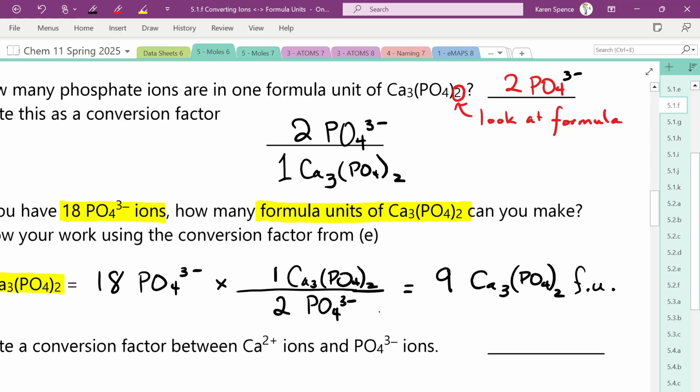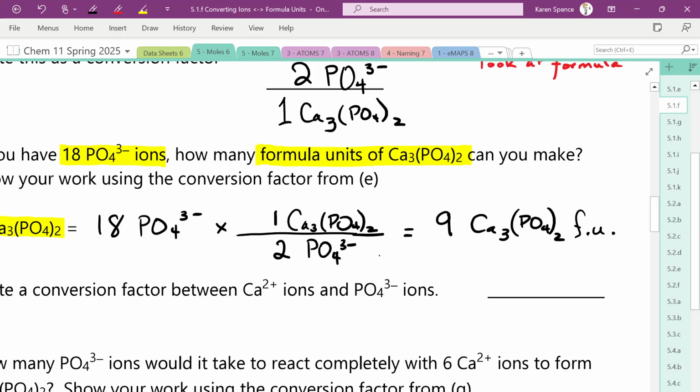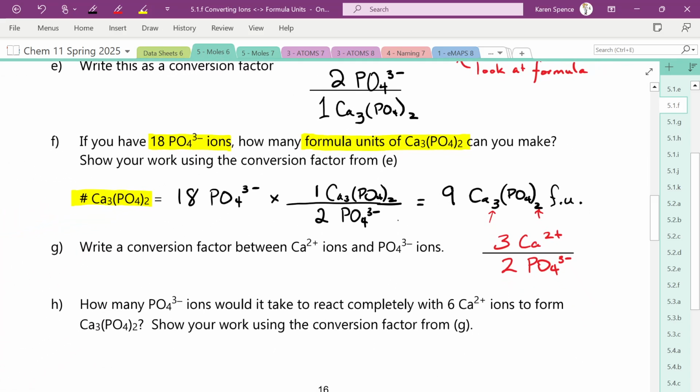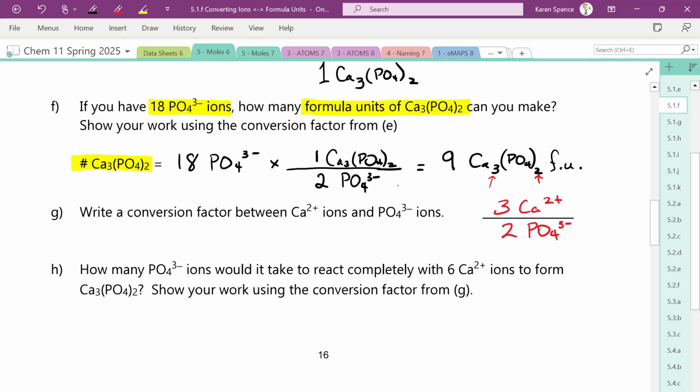What is the conversion factor between calcium ions and phosphate ions? All you have to do is look at my formula. I have 3 calcium, 3 Ca2 plus. How many phosphate do I have? 2. So we have 2 PO4 3 minus. How many phosphate ions would it take to completely react with 6 calciums? Do you guys want to try that one on your own?